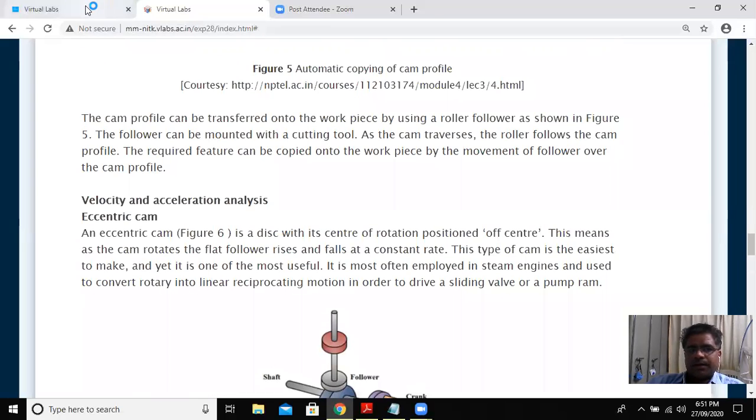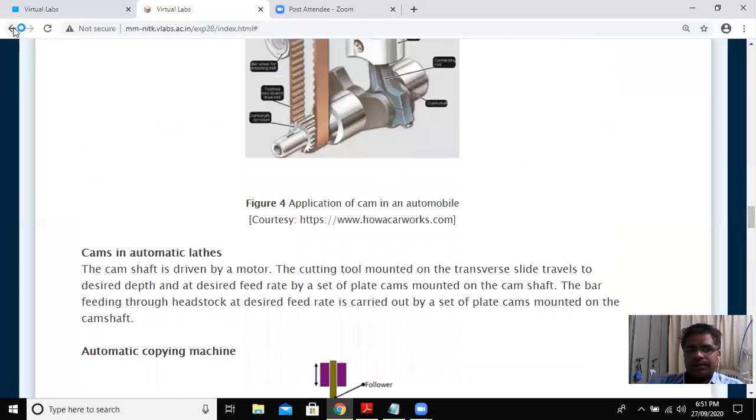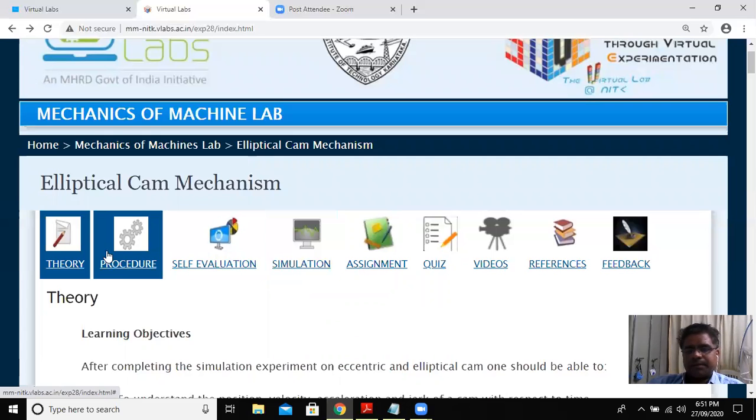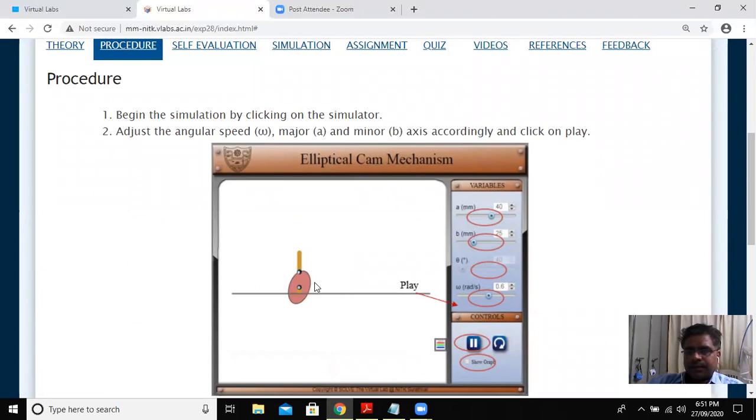Now, there are many applications. Before going deeply into the theory, first we'll look at the experimental point of view. Now, the procedure is also given. So, when I am saying elliptical cam, ellipse will be having two axes. One is major axis, other one is the minor axis. The motion will be depending upon major and minor axis.